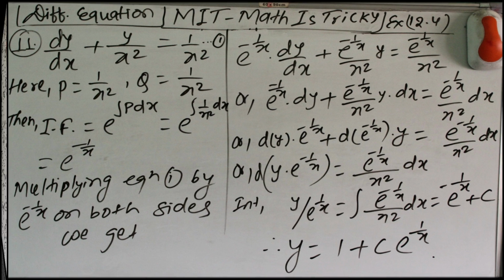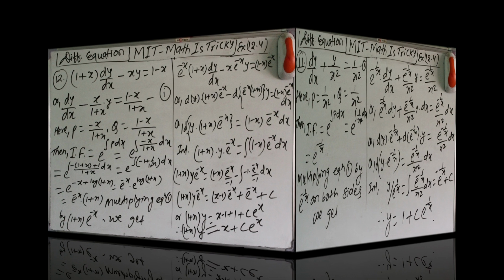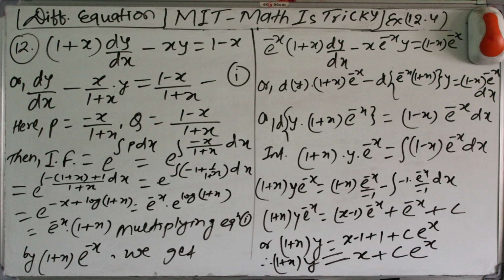Now let's move to question number 12, and here it is. (1 + x) dy/dx − xy = 1 − x. So dividing both sides by 1 + x, we'll get dy/dx − x/(1 + x) · y = (1 − x)/(1 + x). Comparing this with the linear equation, we'll get p = −x/(1 + x), q = (1 − x)/(1 + x). So let's find the integrating factor.